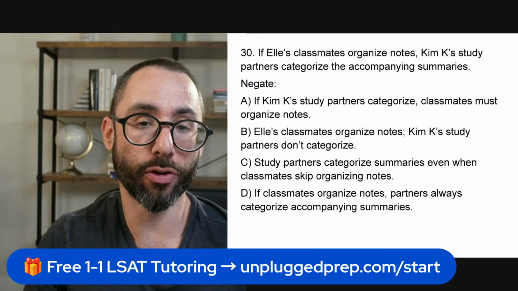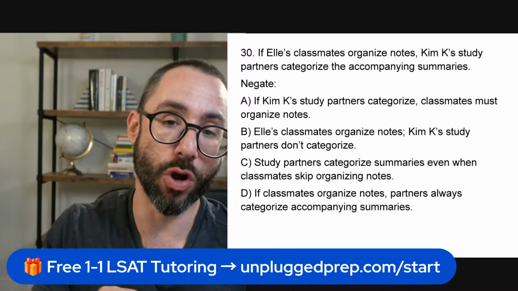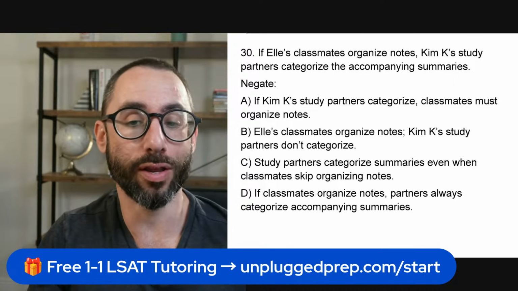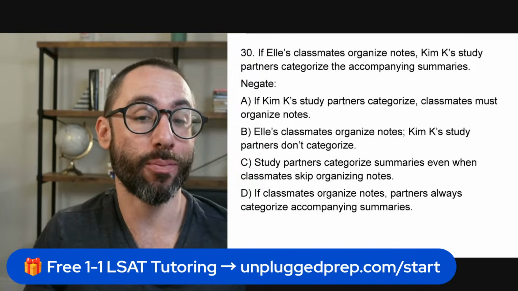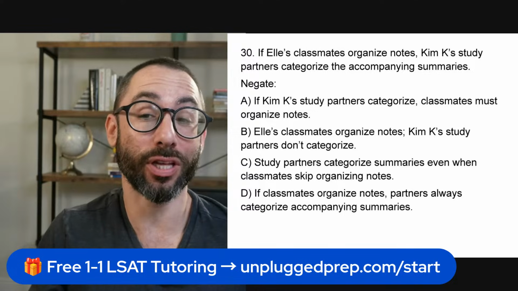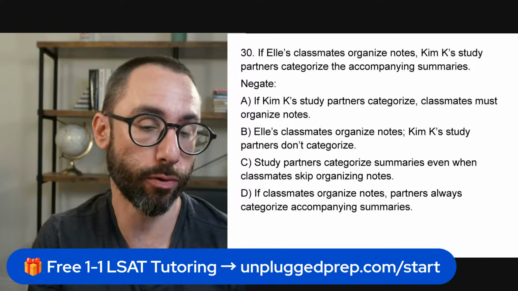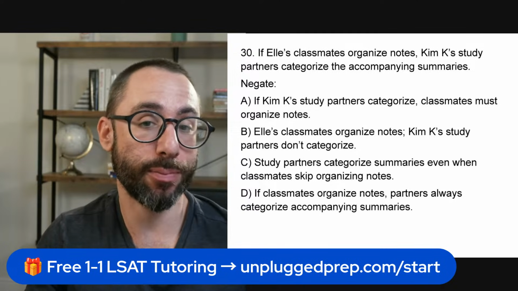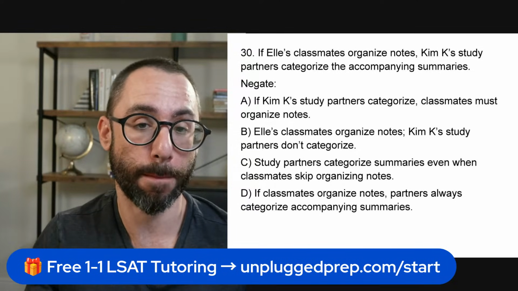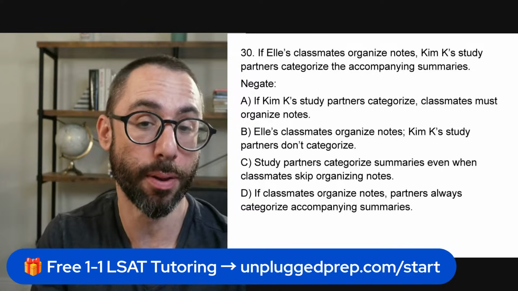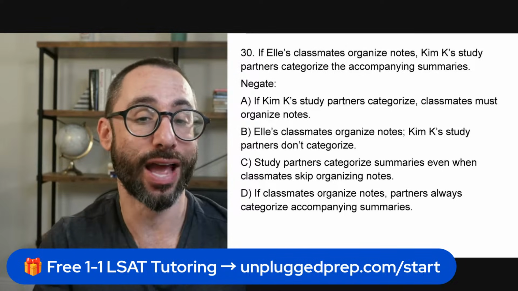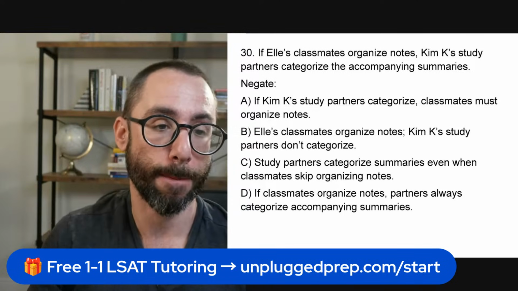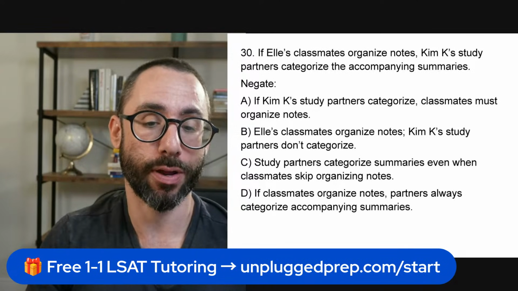Awesome. On to 30. If L's classmates organize notes, Kim K's study partners categorize the accompanying summaries. What is the logical negation here? Again, we have a conditional statement. We want to negate the relationship or the requirement between the two parts. We want a situation where L's classmates organize the notes, yet Kim K's partners did not categorize. So yes, they organized, but no, they did not categorize. That counterexample would disprove the validity of the conditional relationship between the parts. That counterexample destroys the relationship and is a proper negation.